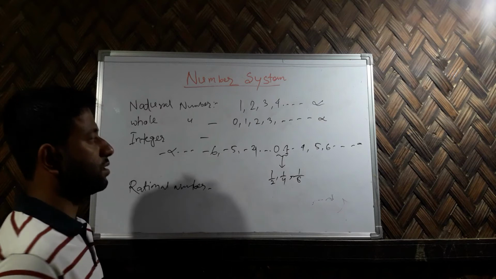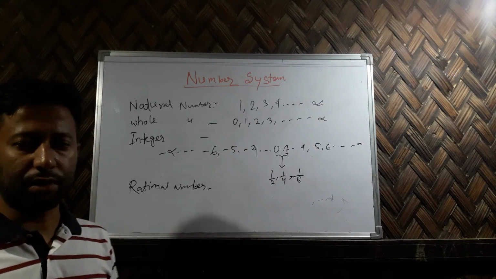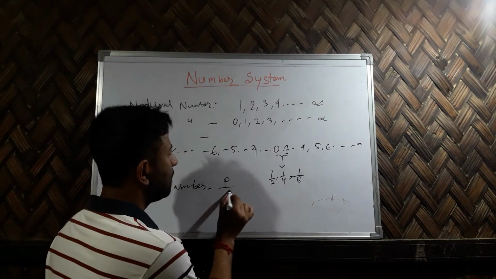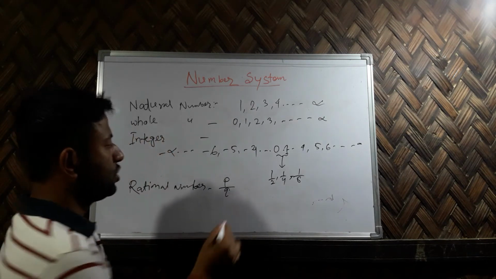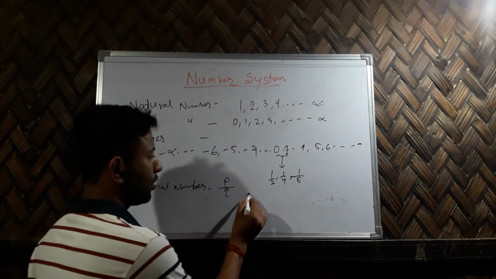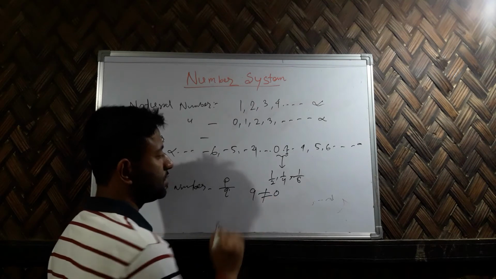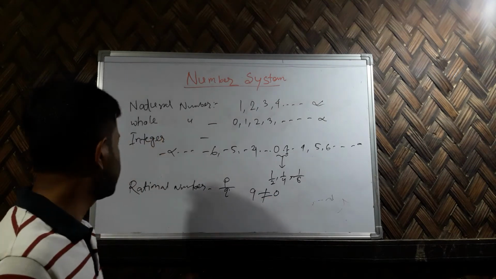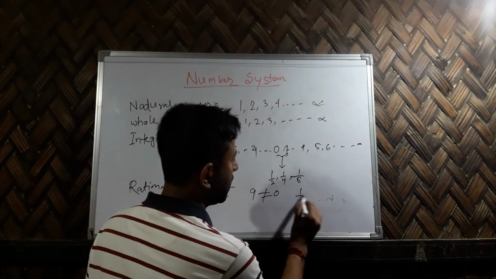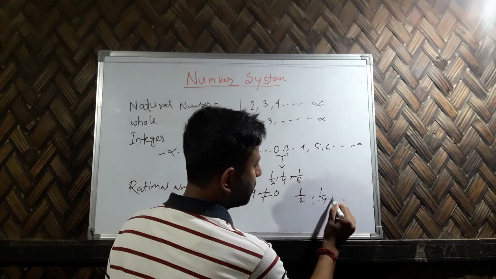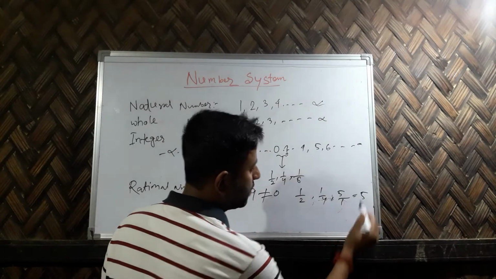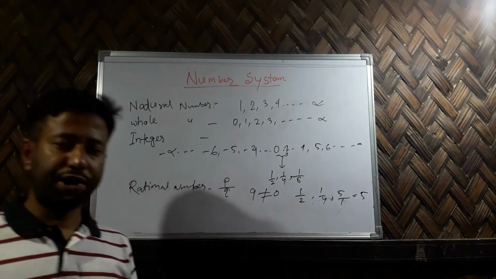What does rational number define? A rational number is a number which I can represent in the form of p by q, where p and q are integers and q is not equal to 0. Under such circumstances, we call this number a rational number. For example, half, 1 by 4, even 5 also, because I can write 5 as 5 by 1, which is equivalent to 5. So all these numbers I can call rational numbers.